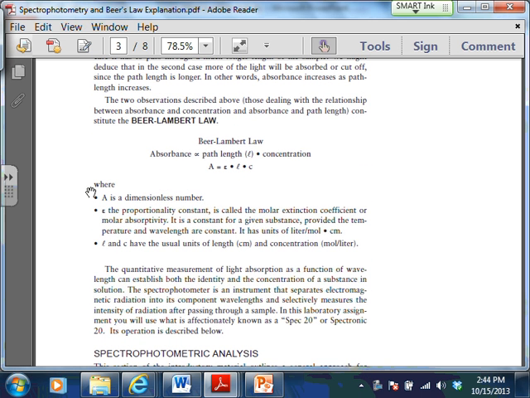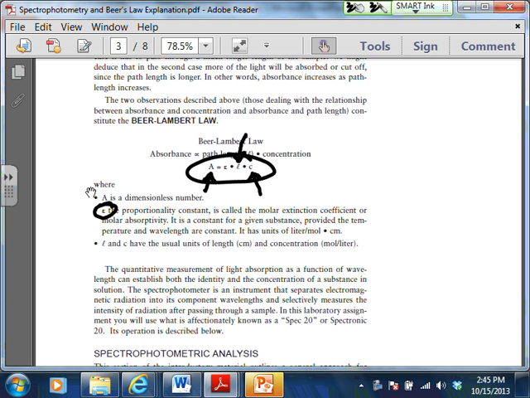All right. So here is Beer's law. Now, Beer's law relates concentration, that's the C. It relates absorbance, that's the A. And it relates the path length, which is basically just the distance the light has to travel through the cuvette. This proportionality constant right here is related to the wavelength.